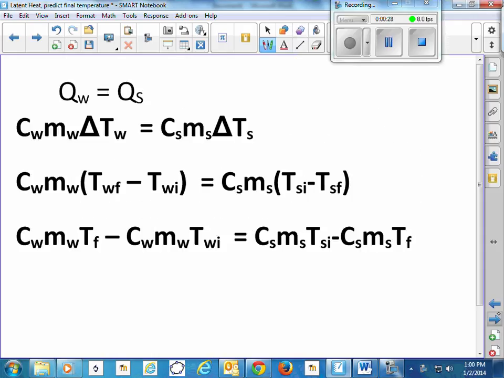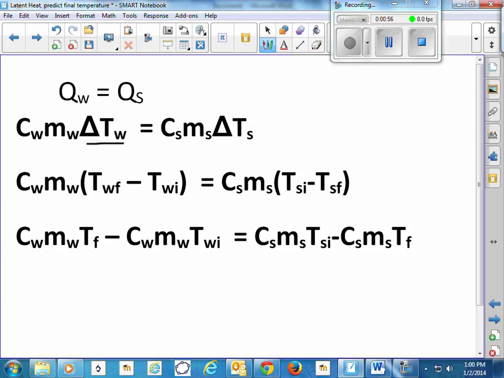Well, we know that the heat gained by the water will be the same as the heat given up by the steel. So heat transferred to the water from the steel, although one will be a negative sign, one will be a positive sign, their magnitudes will be the same. Heat transferred to the water is the heat capacity of water times the mass of water times the change in temperature of the water. And that same thing is true for the steel: heat capacity of steel times the mass of steel times the change of the temperature of the steel.